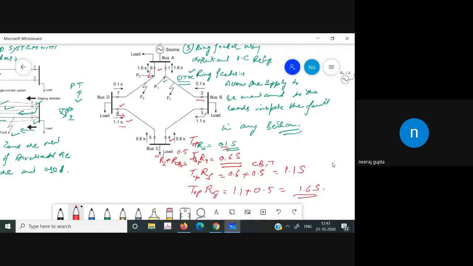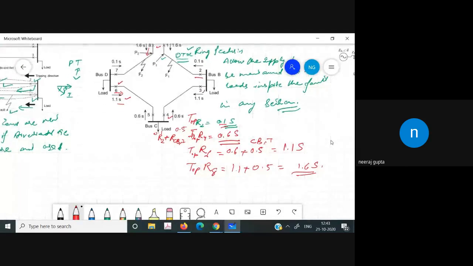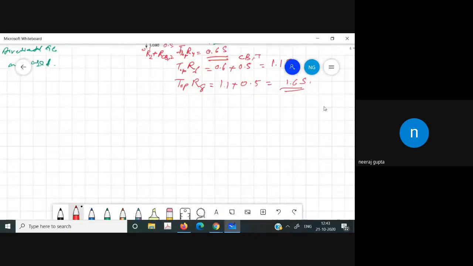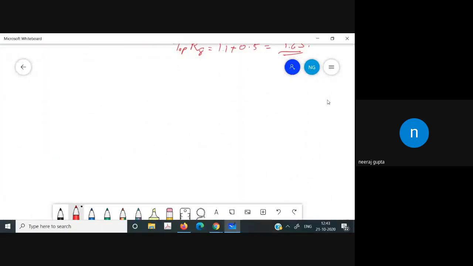So this is how we have done this analysis, and this is how we have done the setting in case of the directional relay. So these are small examples. Now, in today's lecture, we have discussed certain things.